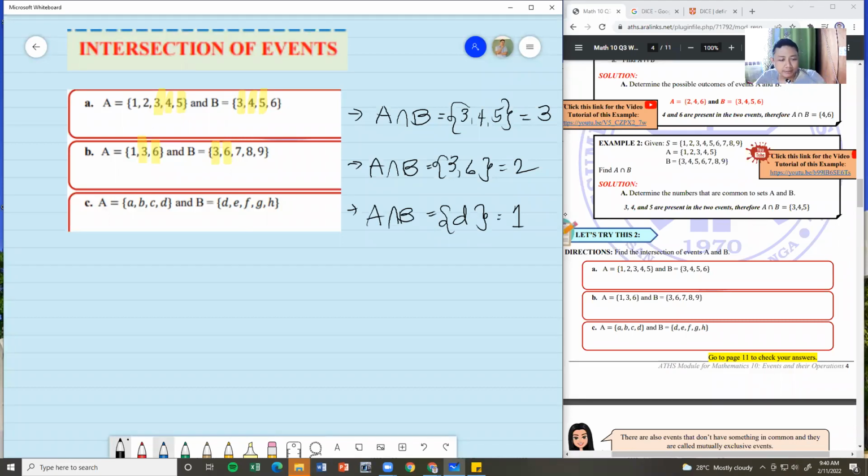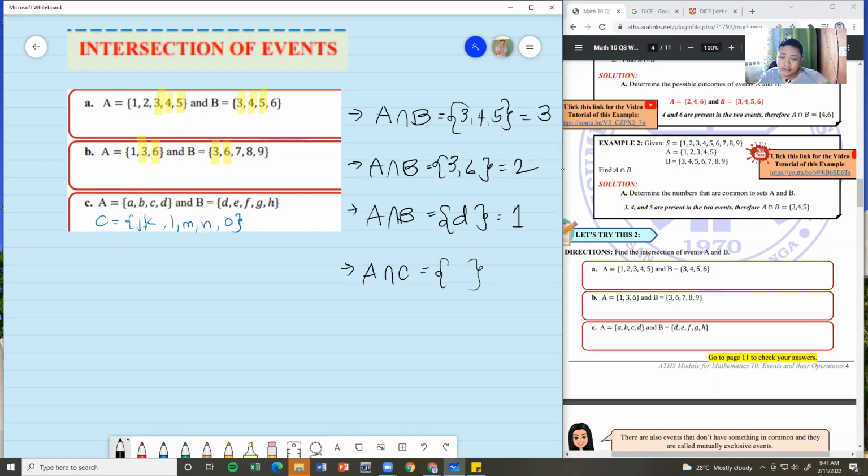Okay? What about this? I will add another one here. C will be equal to J, K, L, M, N, O. Okay. What is the intersection of A and C? What is the intersection of A and C? Is there an intersection? None.